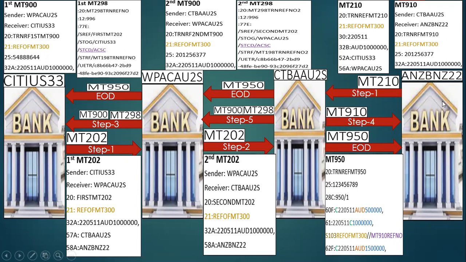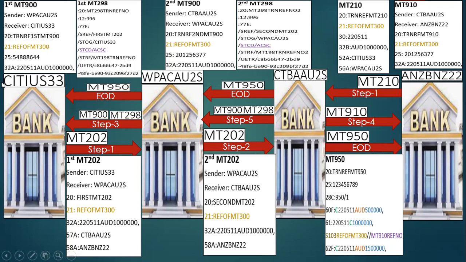ANZ Bank would also send out this MT210 message to Commonwealth Bank of Australia saying that, hey, Commonwealth Bank of Australia, I hold an account with your bank, which is my Nostro account in Australian dollar. And in that, you are supposed to receive 10 million Australian dollar from Citibank US via the intermediate institution Westpac AU2S. So this is all the information which you can see here in this MT210, which is a notification to receive. Now, once it is sent out, this can be sent 1 day prior, 2 days prior, or just prior to receiving the funds. Now it should be ready.